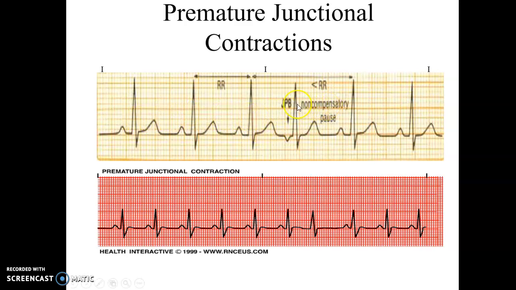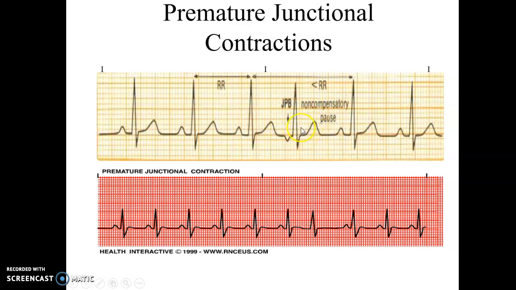Now I have this beat that came early. It's premature. It has a P wave in front of it, but it's inverted. Now, we can't forget that when we were looking at PACs, a lot of times we saw inverted P waves as well. But here we're going to have an inverted P wave with a short PR interval, a PR interval that is less than a full 3 boxes. The QRS should still look normal. It should still go through the ventricles normally, and our QT shouldn't change.